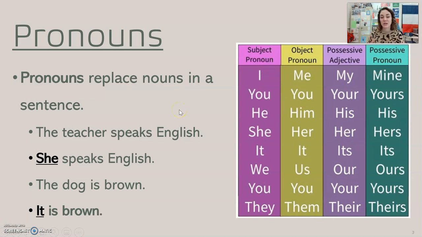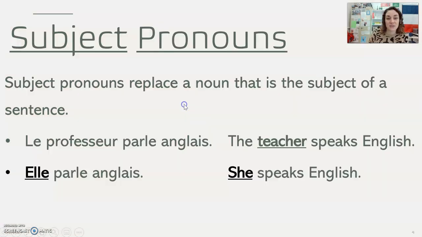Now, why do we use pronouns? They keep you from being repetitive. Instead of saying the teacher, the teacher, the teacher, or instead of saying somebody's name over and over again, you use words like she, it, they to sound more natural and normal. These are words that we use easily. Same thing in French, they use subject pronouns all the time.